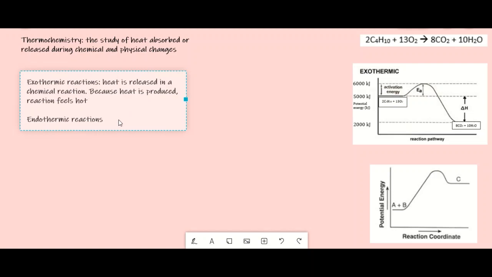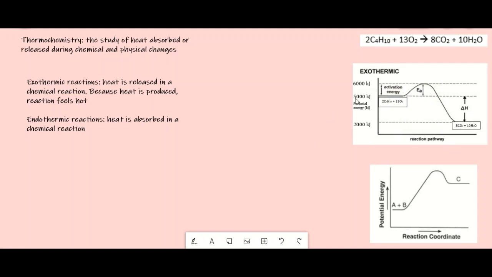Then on the other side, you have endothermic reactions, which occur when heat is absorbed. So in this case, heat is absorbed in a chemical reaction. Because heat is absorbed, it tends to feel colder. So think about an ice pack that you snap, and suddenly it becomes a lot colder. That is an endothermic reaction.